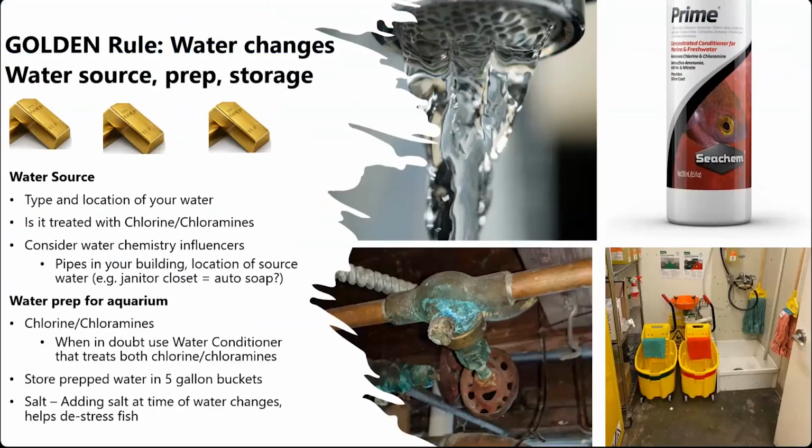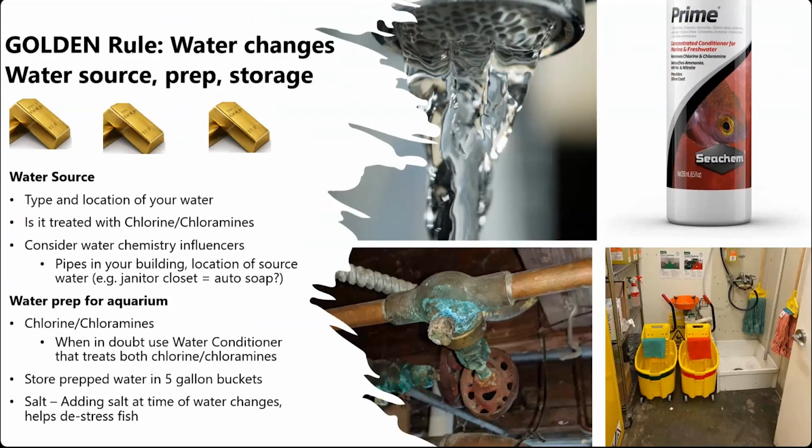So we're going to go a little bit over the golden rule, which is partial water changes. We talk about your water sources. Some locations are treating with chlorine and some are treating with chloramine. If you use the Prime water conditioner that should have come with your kits, that should take care of any chlorine or chloramines. In addition to that, it also detoxifies ammonia, nitrites, nitrates, and some of the heavy metals that some locations would have.